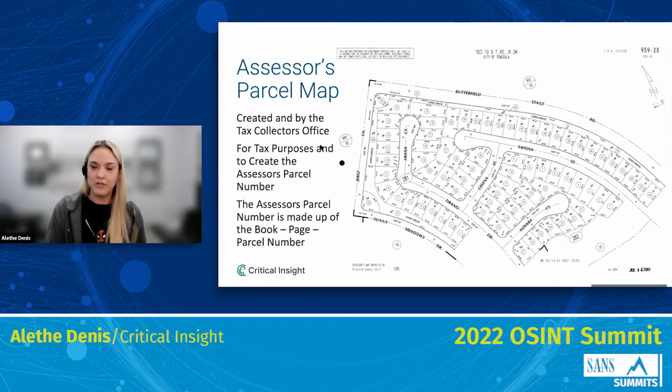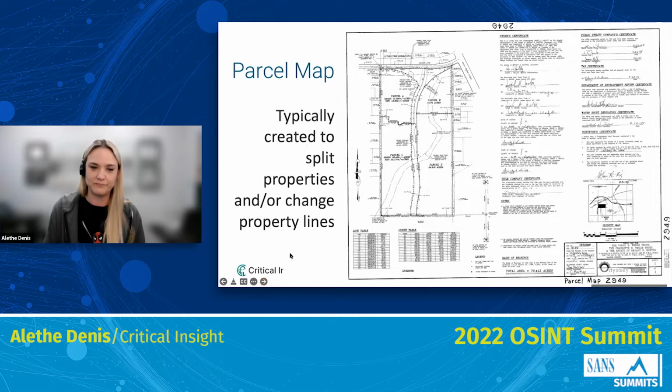So 959 is the book, 28 is the page, 282 in the oval, that's the section of this map. There's another section 281. And then you can see the 27 that's circled within this lot. So the assessor's parcel number of this piece of property is 959-282-27. And you'll note also that the number in the circle doesn't always match the lot number of the parcel, which is part of the legal description of the piece of property.